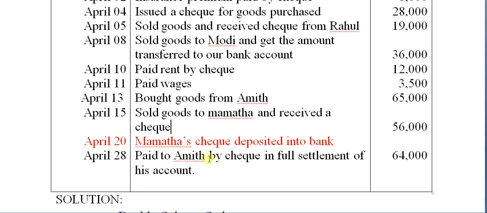April 20th, paid to Amit by check in full settlement of his account, rupees 64,000. That is, 65,000 is the balance, so we are considering only 64,000, my dear students. Now, make this problem your homework.